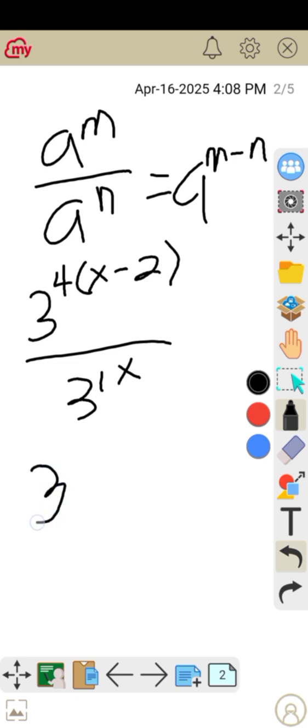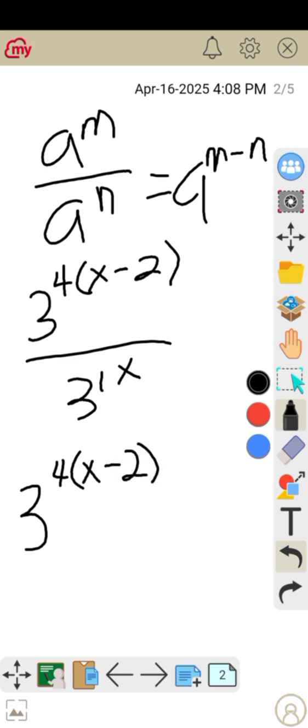So the two bases are the same, so we pick one of the bases. And then this becomes 4 into x minus 2, and then this goes up and becomes minus 1x.